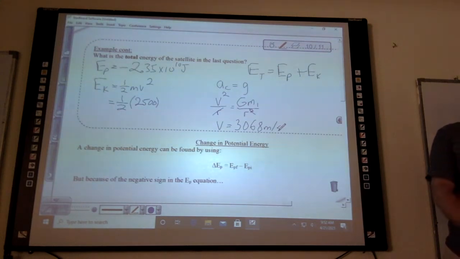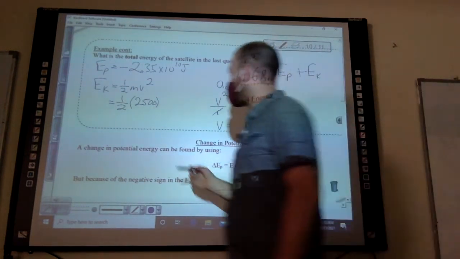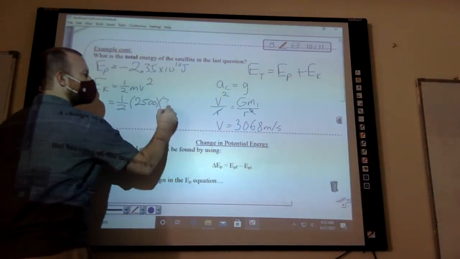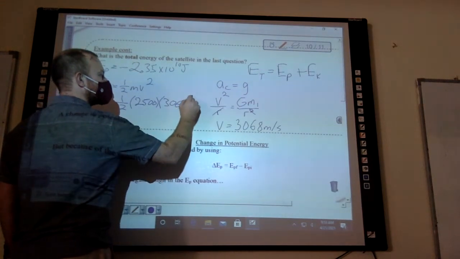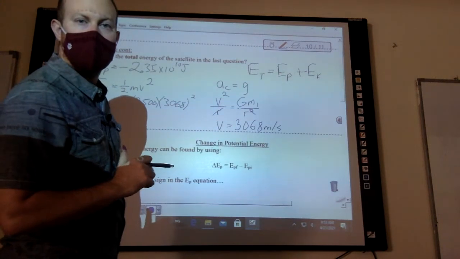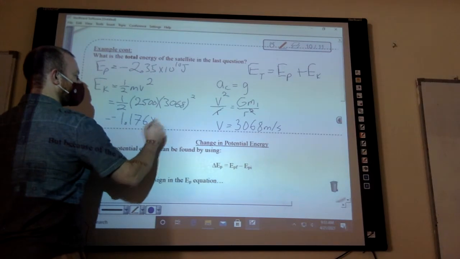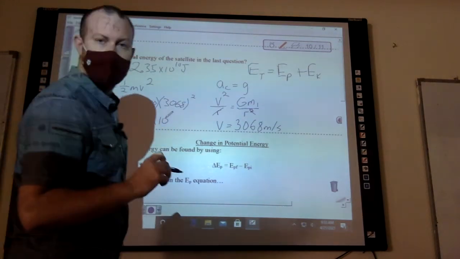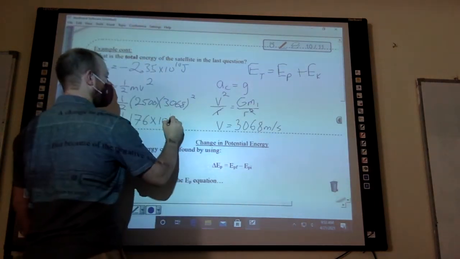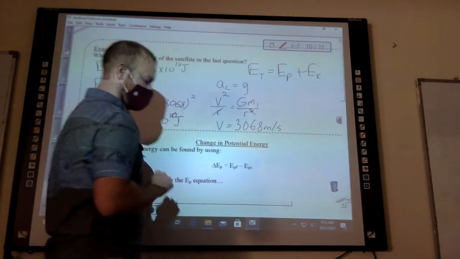Now that I have my V, I've got the speed, I can put that into EK, and then I've got my two energies. So from here, it's pretty straightforward. So plug in my speed, 3068, square that. We're going to have a rather large number of 1.176 times 10 to the 10. We got EK.